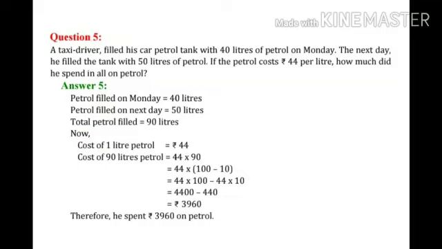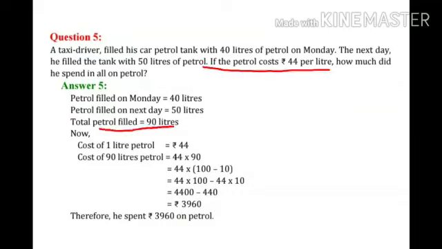So petrol filled on Monday is 40 liters and petrol filled on the next day is 50 liters, and to find the total petrol, we have to add both of them. So we add 40 liters filled on Monday and 50 liters filled on the next day, and we get total petrol filled as 90 liters.